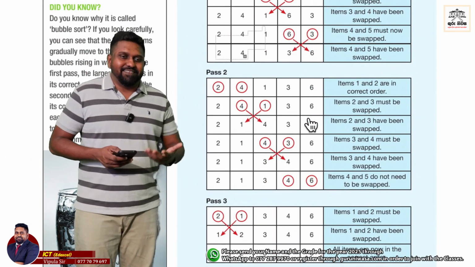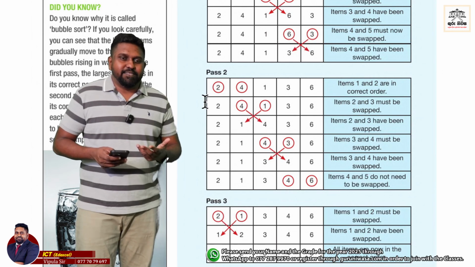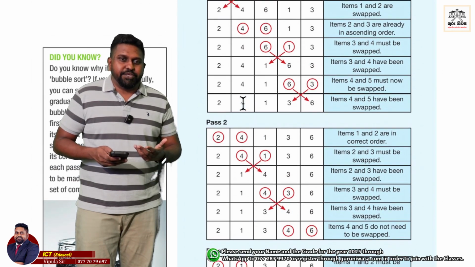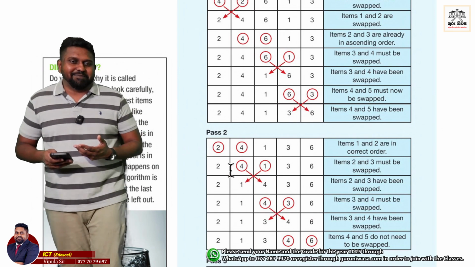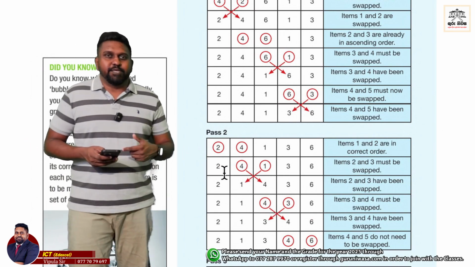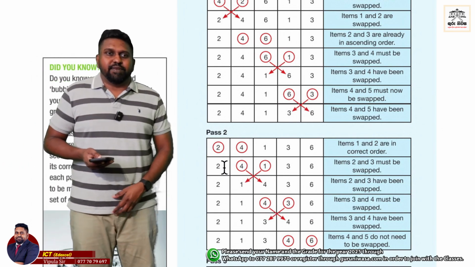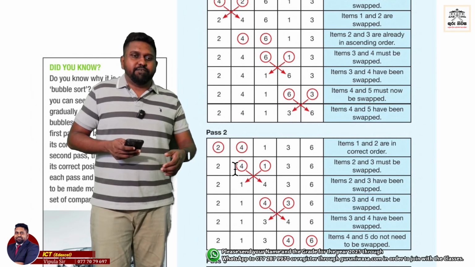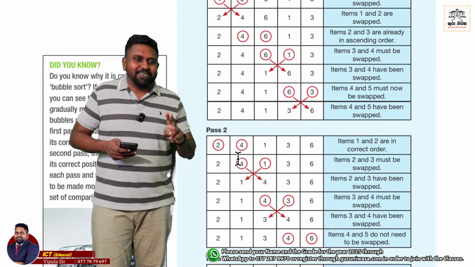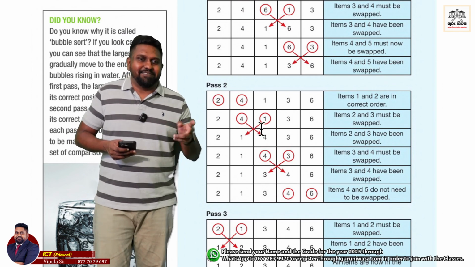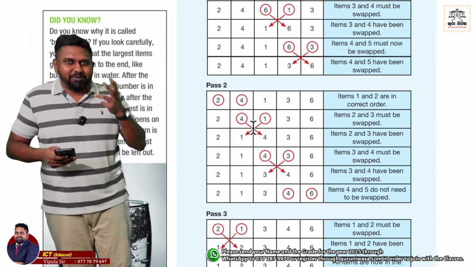Okay, so the next one is, now since these two have been swapped, right? So now we check the next round. So again we check. The 2 is the lesser number. So then we check 4 and 1. Again 4 is greater than 1, so that means this is going to be swapped.